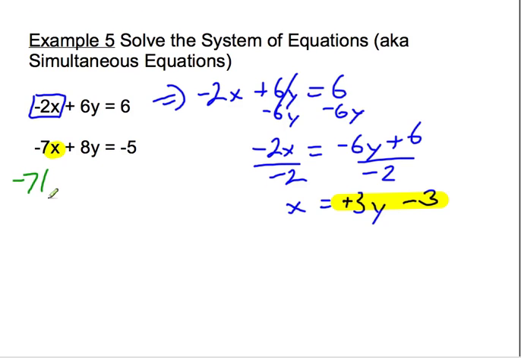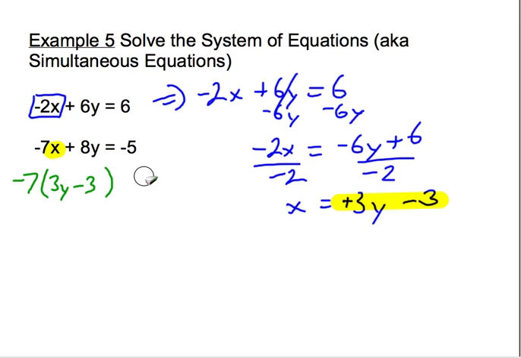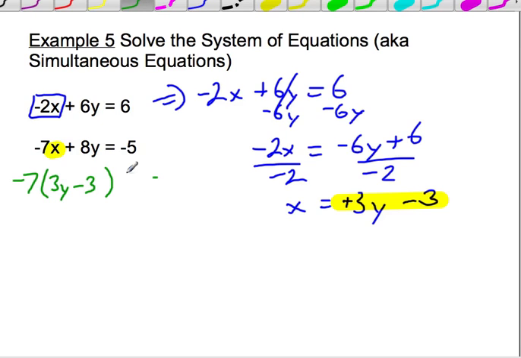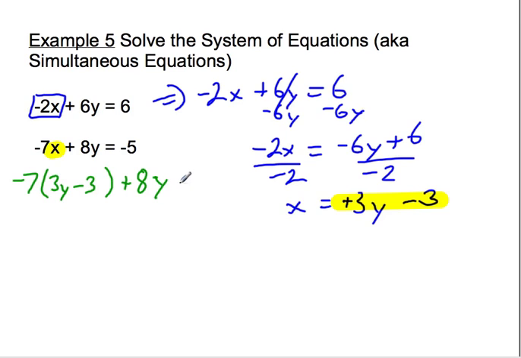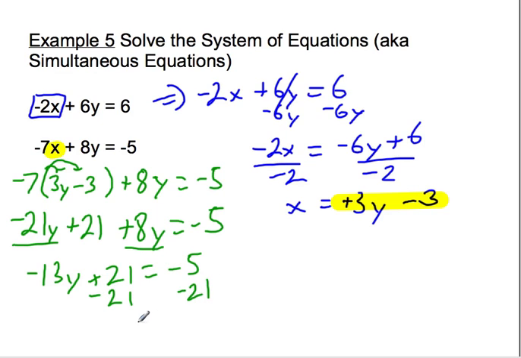Okay, so I'm going to have negative 7 times x, which is 3y minus 3. That equals, oops, not quite, I forgot about this, plus 8y. So that's going to be plus 8y equals negative 5. So I'm going to multiply this out. Negative 21y plus 21 plus 8y equals negative 5. I can do the negative 21y plus 8y is negative 13y plus 21 equals negative 5. And just complete the solving here.